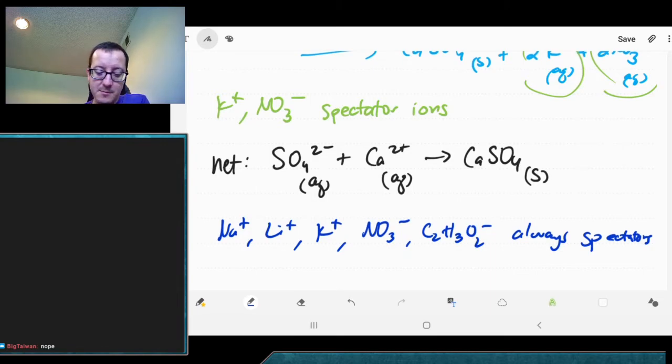But we'll see that because those are always going to be soluble, they're always going to be ions, they're not going to ever participate in a reaction. So they're just there to charge balance things. So we'll see that very often these things we can just dismiss as spectators. We can just swap things out if we really wanted.